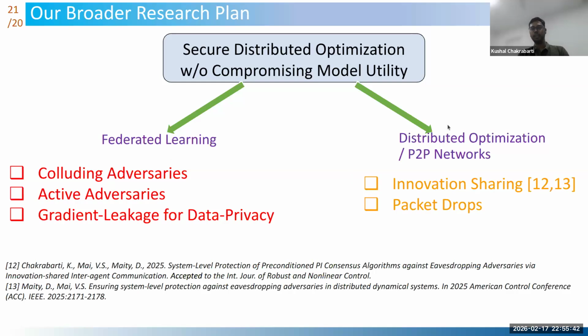So in addition to federated learning, we have also looked recently into a general distributed optimization setup with a peer-to-peer communication graph. And we have a result recently accepted in the International Journal of Robust and Nonlinear Control for the distributed optimization protection. And we are also looking at what happens under practical scenarios, like what happens if there is packet drop between the clients. And in the federated learning side, there is still a lot of work to do.